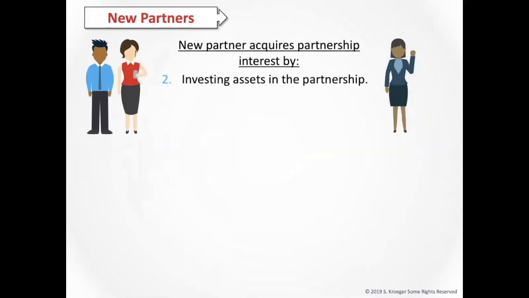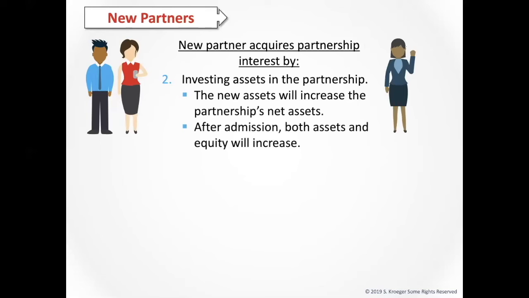Another way to add a new partner to the business would be by them investing assets into the partnership. In this case, the consideration that the partner pays will go on the company books. The new assets will increase by whatever the new partner gives to the business. And after that, their capital account will also increase. This part gets a little tricky. I'd say this is one of the more difficult parts of this chapter.